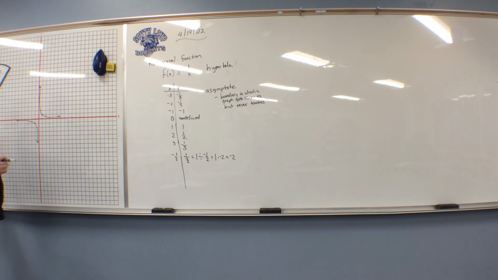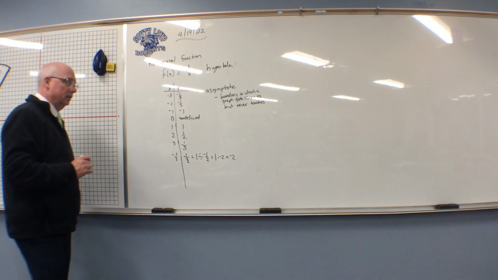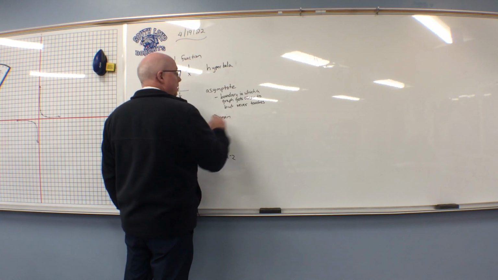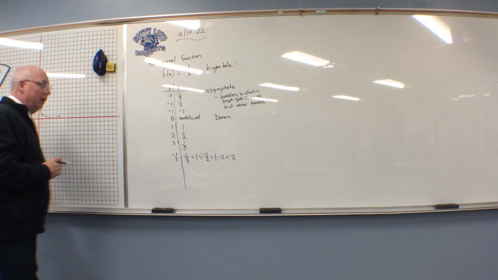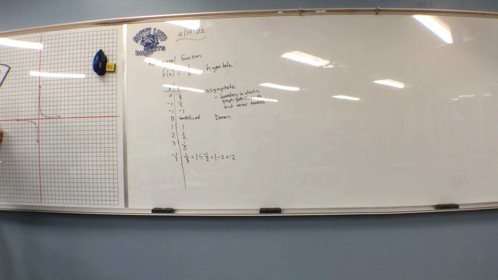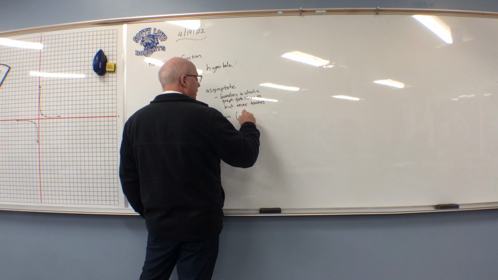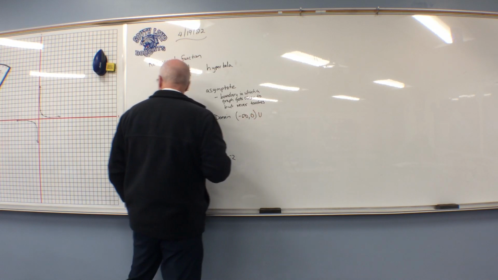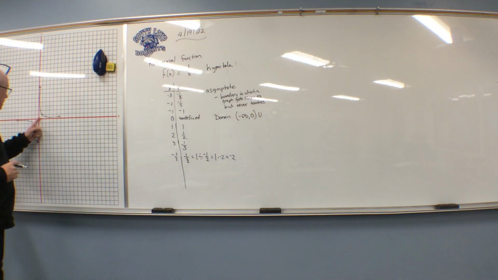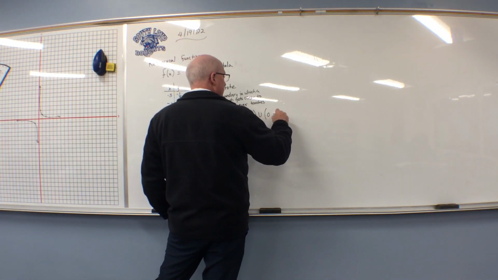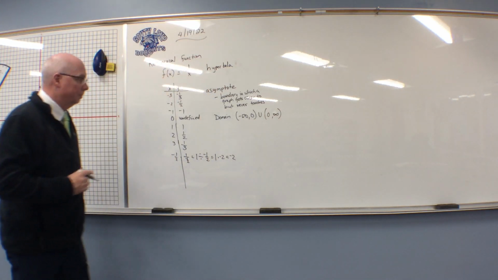So, when we talk about domain, remember, the domain is the x values. So we go all the way to -infinity, and we go to 0. We don't touch 0. So the domain is from -infinity to 0, and then it unions. Then we jump this, and we go from 0 to infinity. Does that make sense?